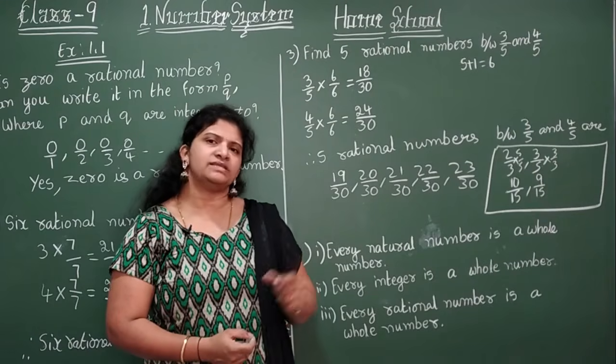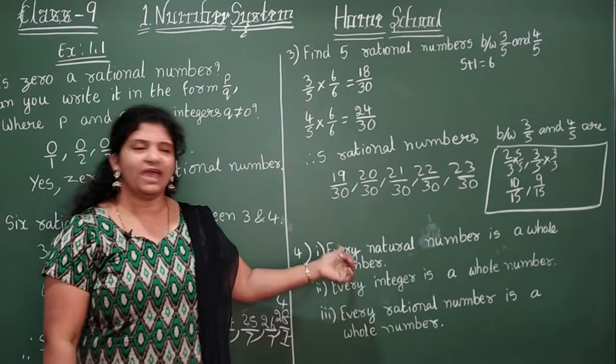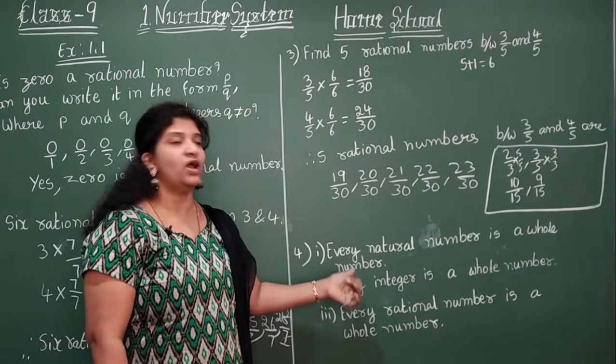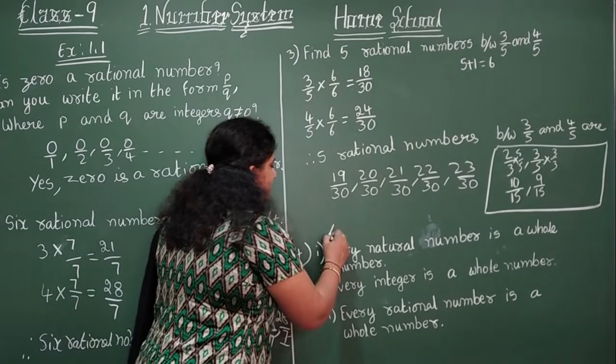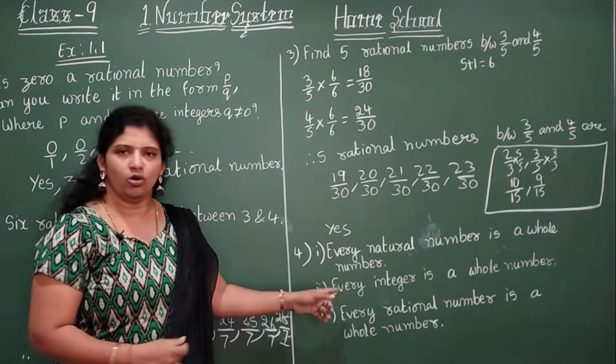So in whole numbers, every natural number will be there. So what do you say for this statement? Every natural number is a whole number. Yes, it is true. Yes, every natural number is a whole number.